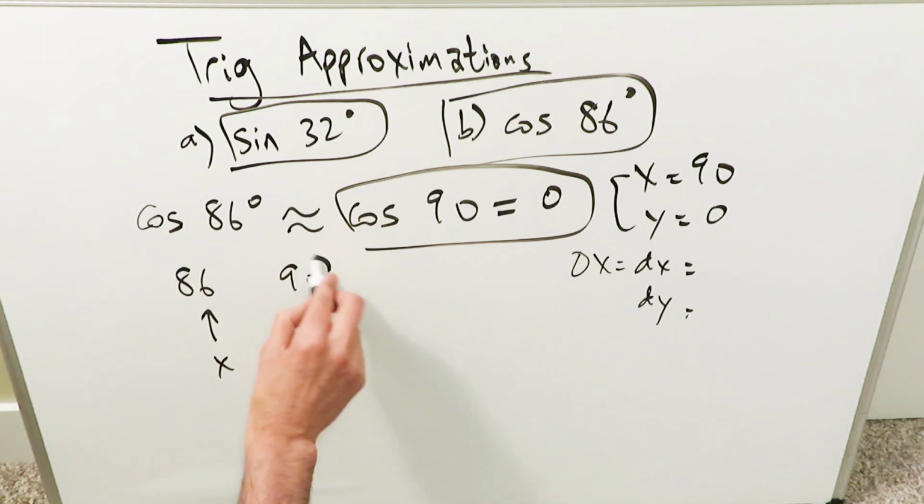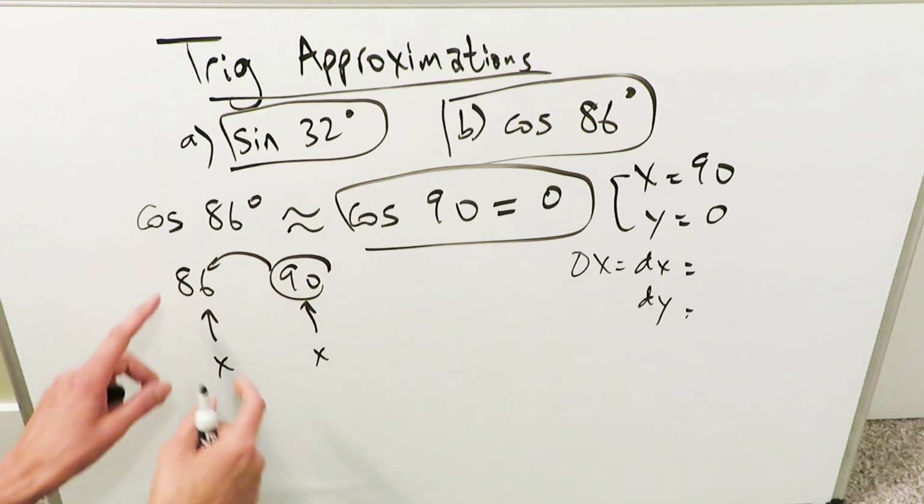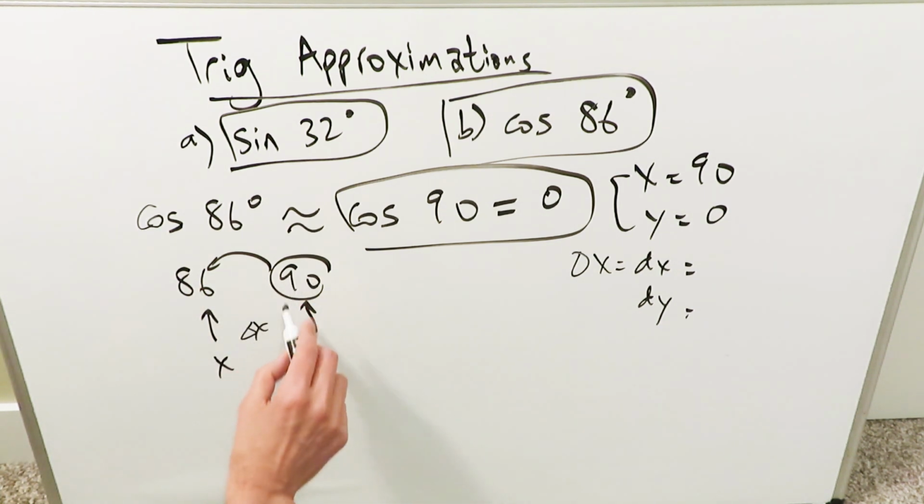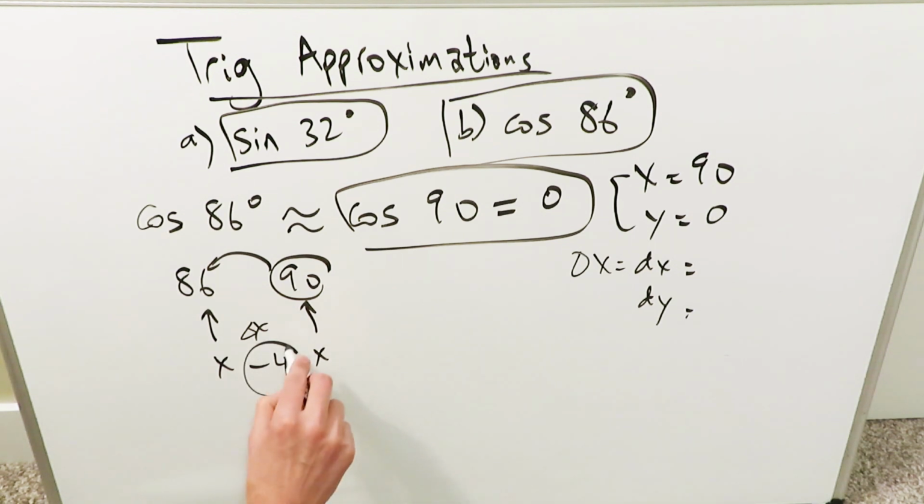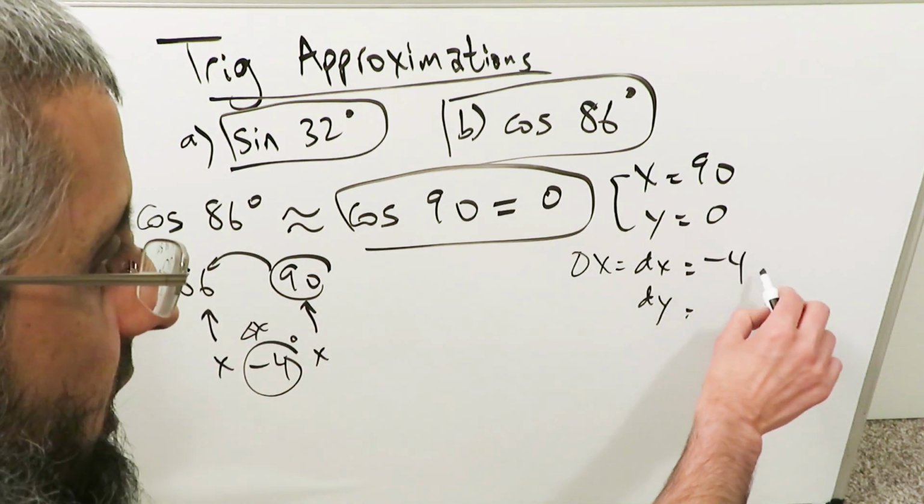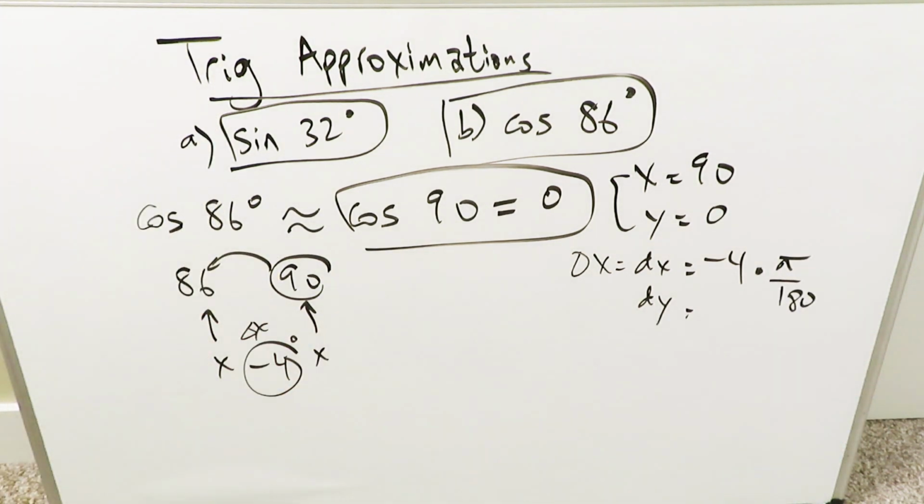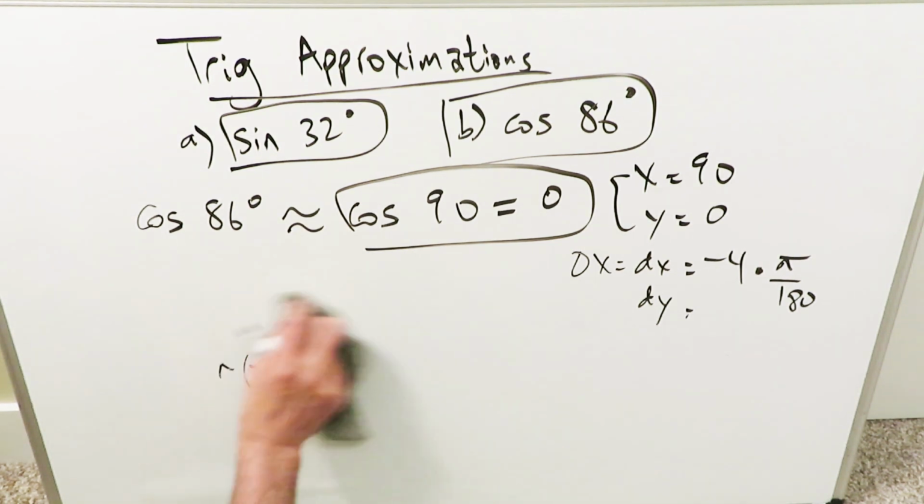You go from your known value to your unknown value, or your test value, your experimental value. What's the delta x? I'm doing a 90, it's a minus 4 degrees. 90 minus 4 gives me my 86. It's a minus 4, but you gotta multiply it by pi over 180, convert it into radians. Minus 4 pi over 180, and we'll just hold it right there. That's my dx. I need to now determine my dy.